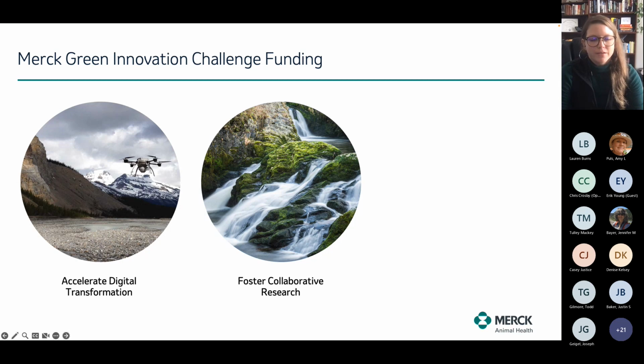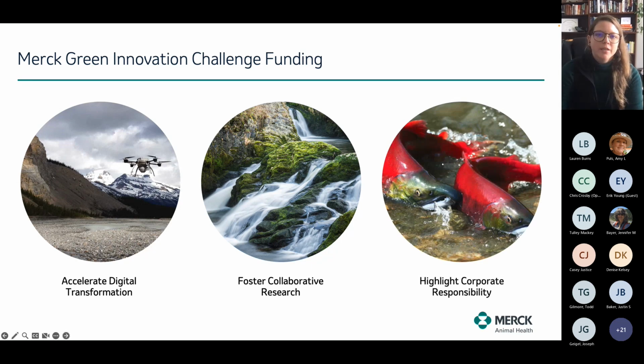So, given the quality and density of work that's going into the Columbia River Basin, really centralizing those data and making them available for this greater unified goal. And then finally, from a Merck perspective, really highlighting our corporate responsibility to the communities and to the species that we interact with on a day-to-day basis here in the Columbia River Basin.